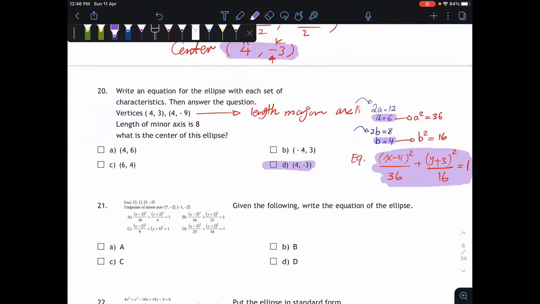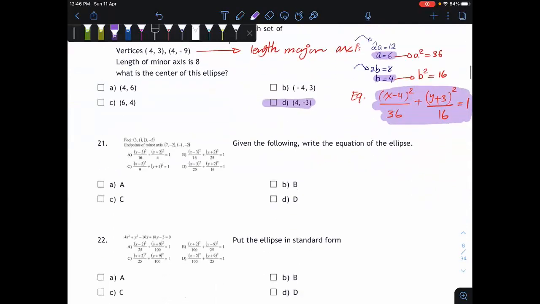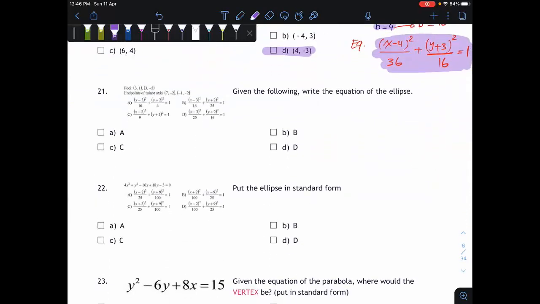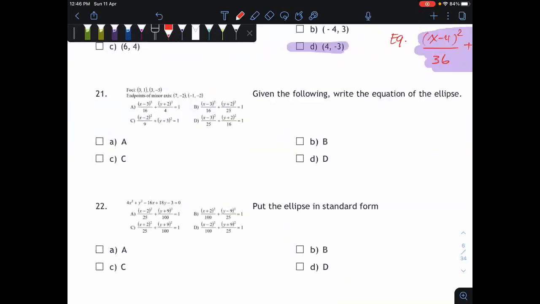Any question? We still have 4 minutes, so let's continue this page. I'll complete this page, number 21. No questions? It's a given here, guys.